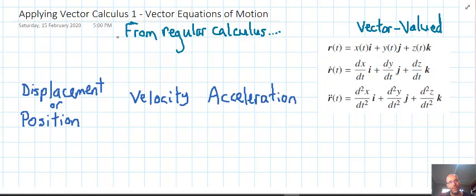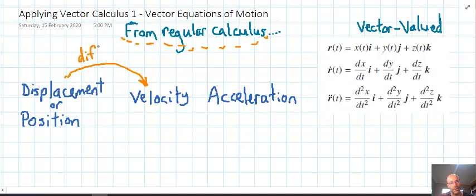From your regular calculus class, we know that we have a relationship and we can move from one of these quantities to the next. That you see in front of you, the three quantities are displacement, or sometimes referred to as position, velocity, and acceleration. In order to go from one to the other, we apply calculus. So if we take the derivative of displacement or position, we get velocity. So the process is called differentiation.